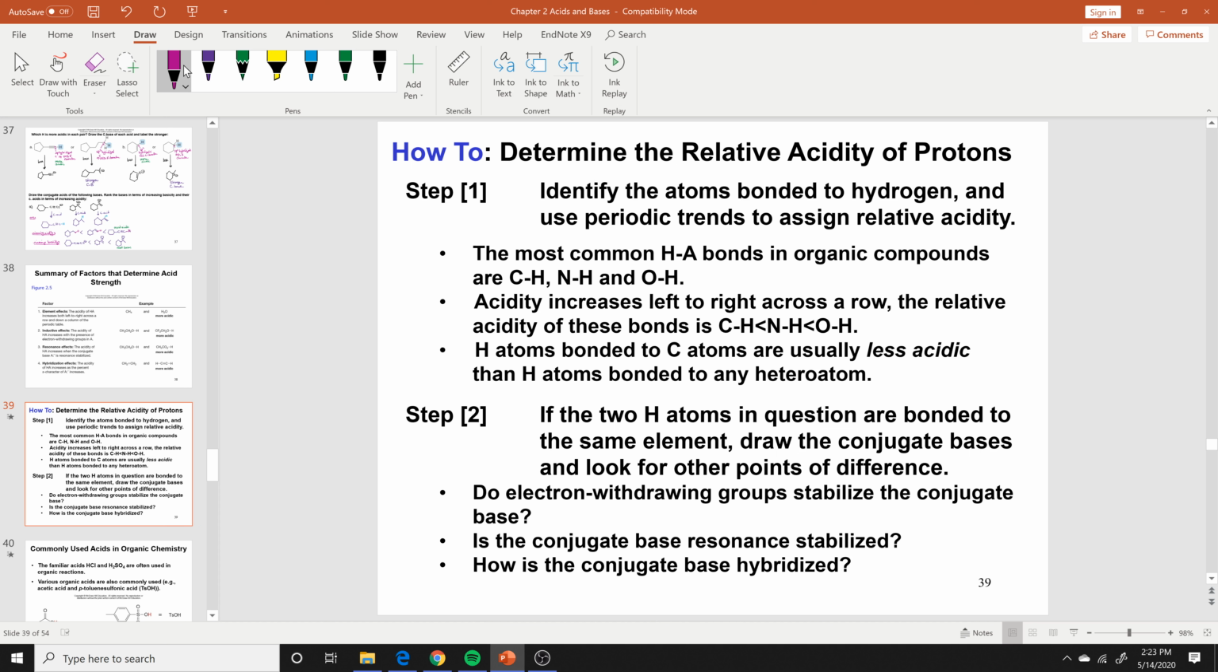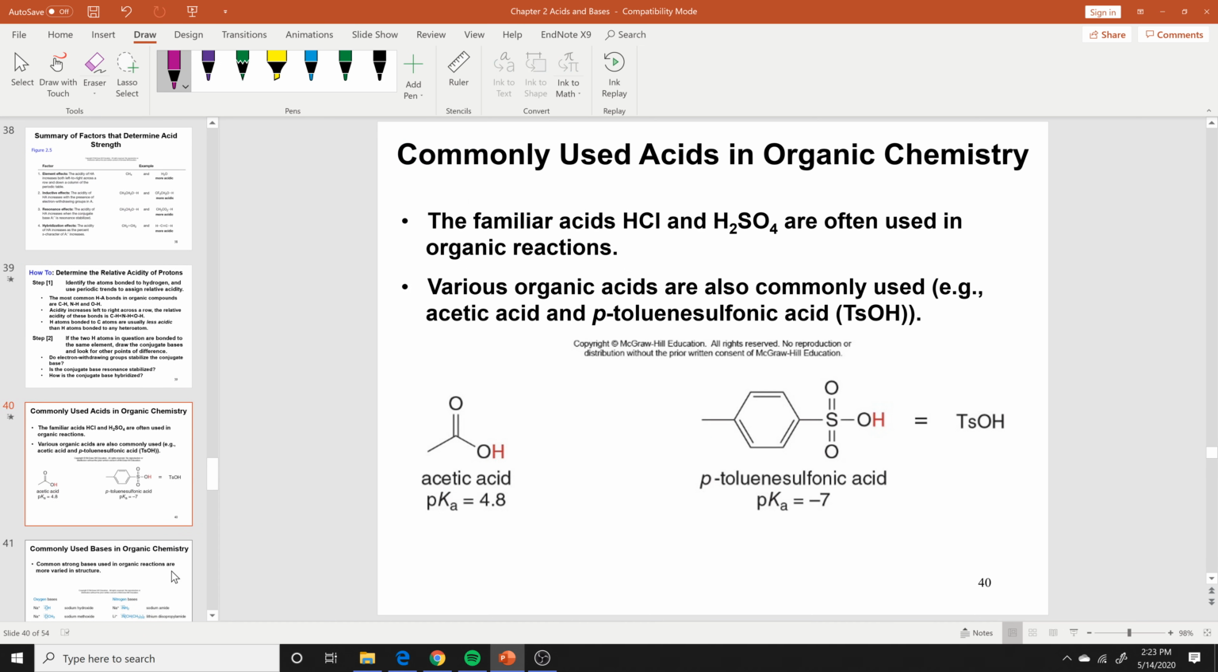And then check for hybridization. Look for sp being more acidic than sp2, than sp3. And of course, don't forget the withdrawing groups. The closer the withdrawing groups are to the acidic hydrogen, the more partial positive the hydrogen is and the more acidic the hydrogen is.